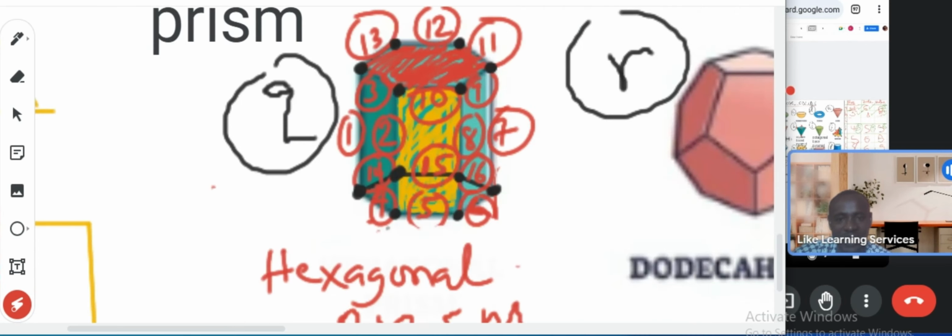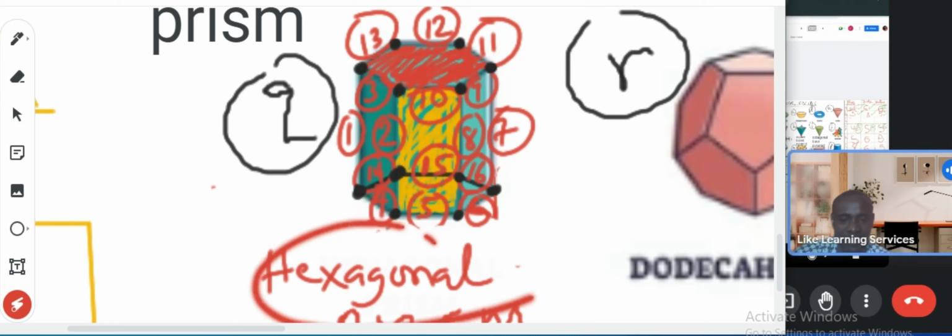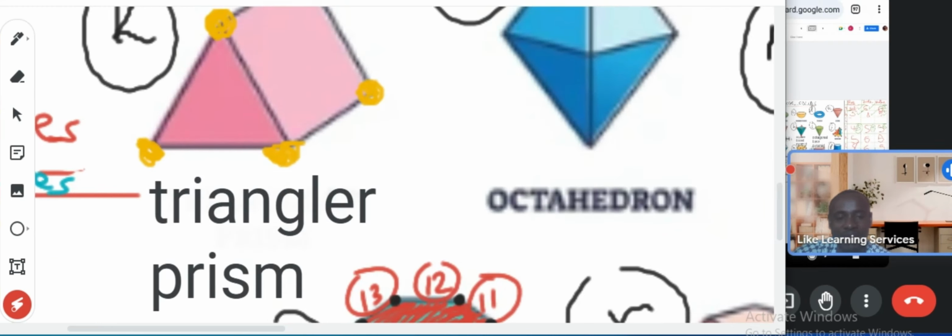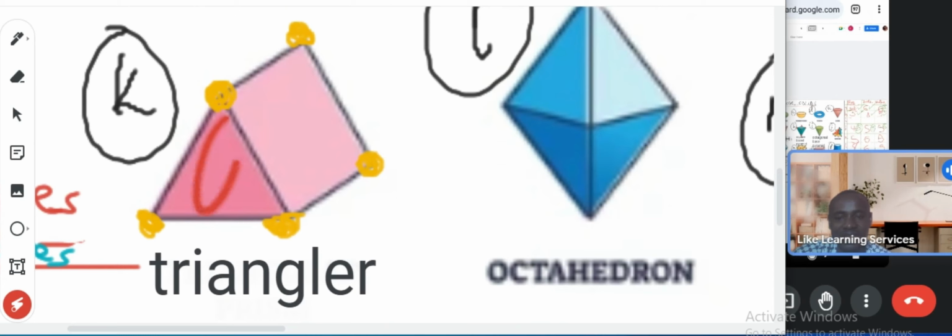If you look at Q, we have a hexagon at the top. The opposite face at the bottom is also a hexagon. Is it 1, 2, 3, 4, 5, 6? Okay, so that's why it's called a hexagonal prism. So a prism, we have the same shapes of the same size for the opposite ends.